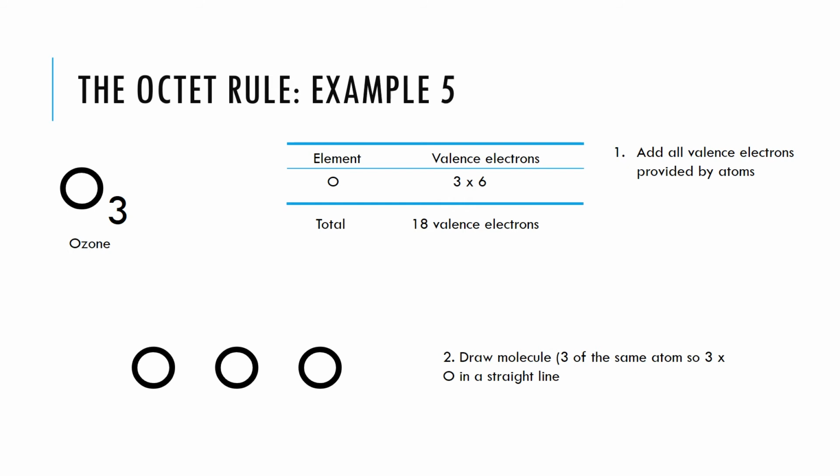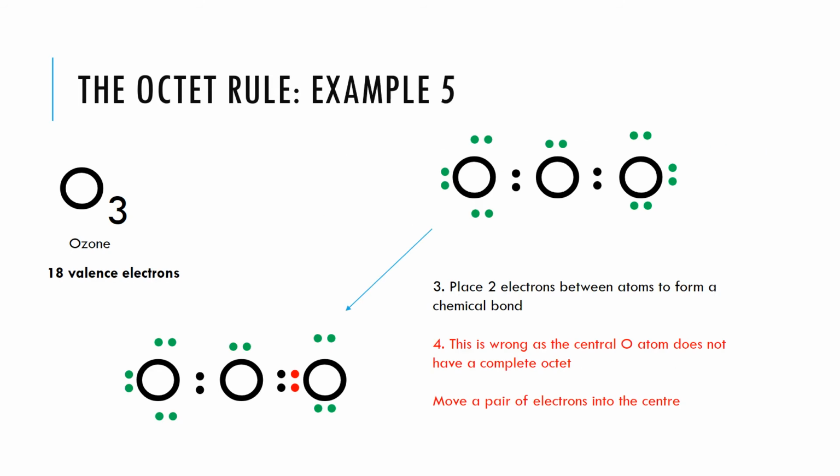Okay, ozone then, example number 5, O3. Well, there are 18 valence electrons in that system. There's only one way of arranging those really, they're all as electronegative as each other. 3 of the same atom, so I'm going to draw them in a straight line.